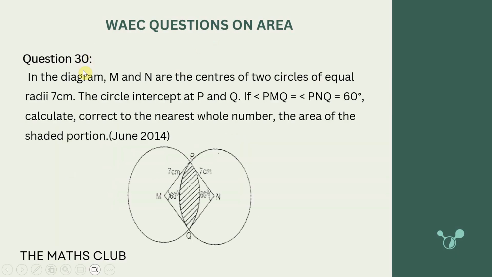Question 13 now says that in the diagram, M and N are the centers of two circles of equal radii 7 cm. So this one has 7 cm, 7 cm. The circles intersect at P and Q, so this P and this Q. If the angle at M and the angle at N is 60 degrees, so there are two similar triangles really. Calculate, correct to the nearest whole number, the area of the shaded portion. This is from June 2014.